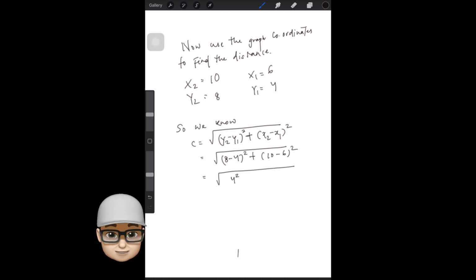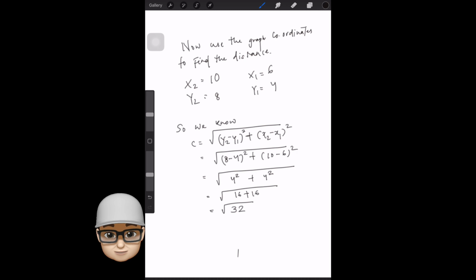Now 8 minus 4 is 4 square plus 10 minus 6 is 4 square. Now 4 square I know it is 16 plus 16. So altogether now I'll have to find out the square root of 32.